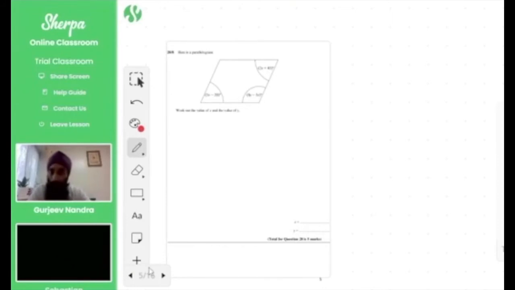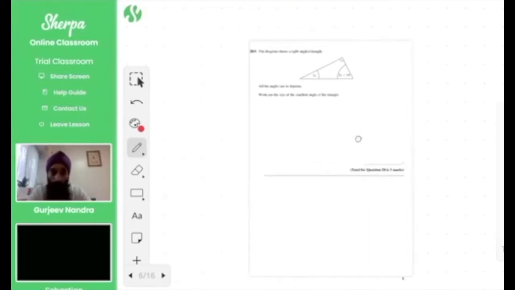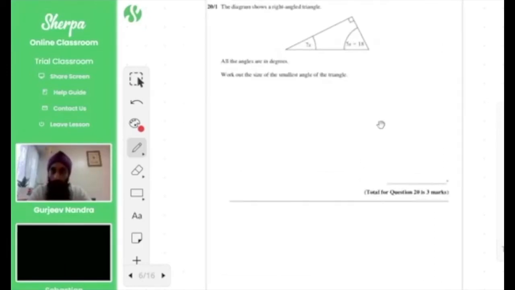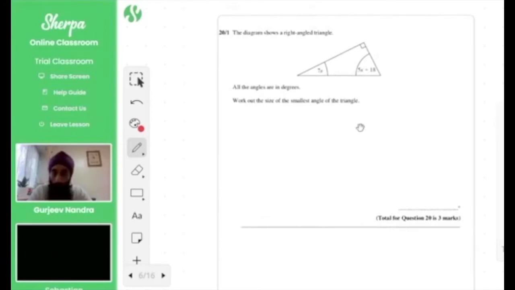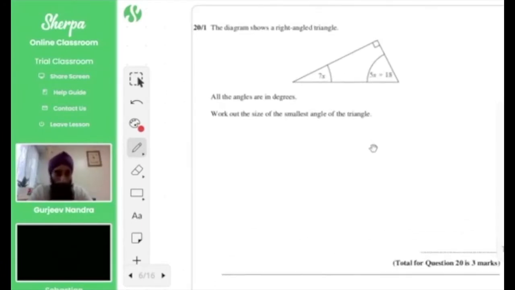Moving on to the next one. In fact, this is another shape problem, so let's look at something a little bit different. Yeah, this is algebra, so let's look at a little bit of algebra. This is still non-calculator, and that is the first exam which most students will get when it comes to mock exams. Again, it's nice to know the maths, but also be good with your mental arithmetic and your non-calculator methods. So, the diagram shows a right angle triangle.